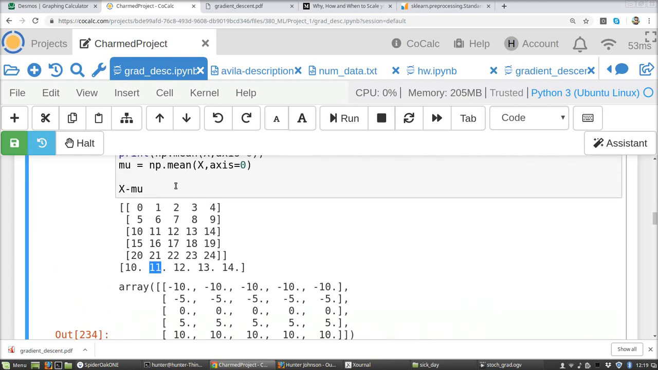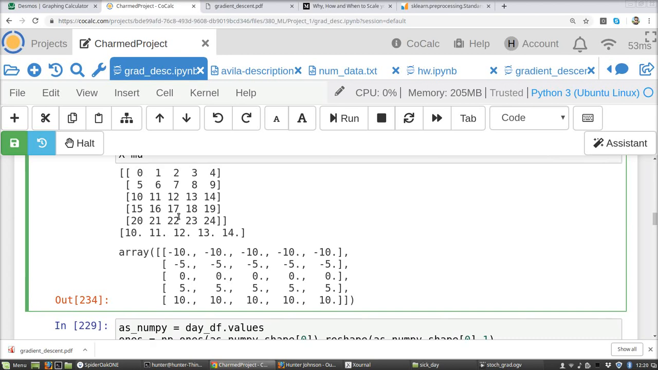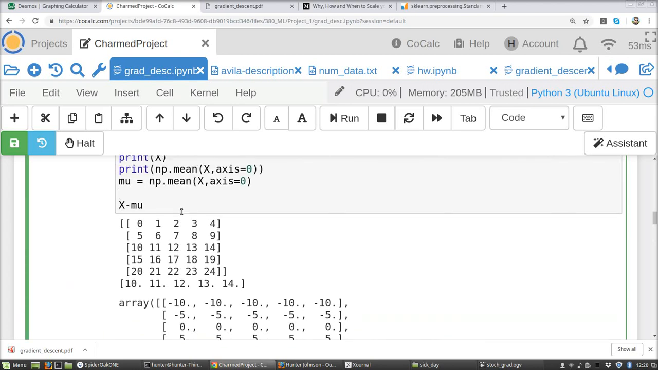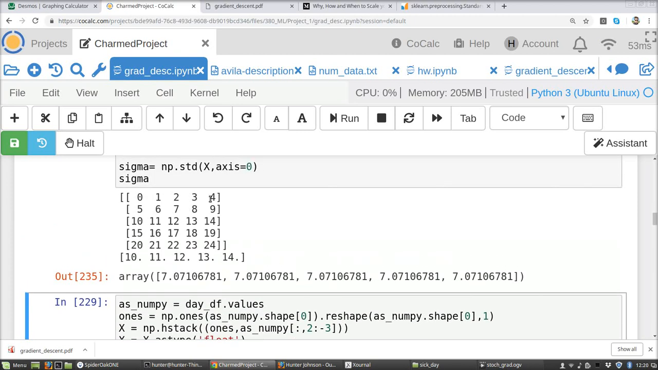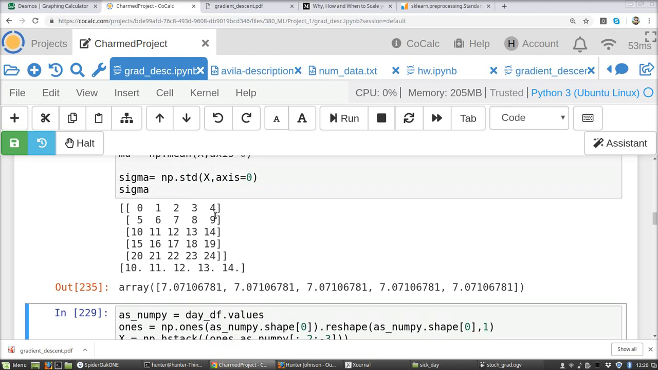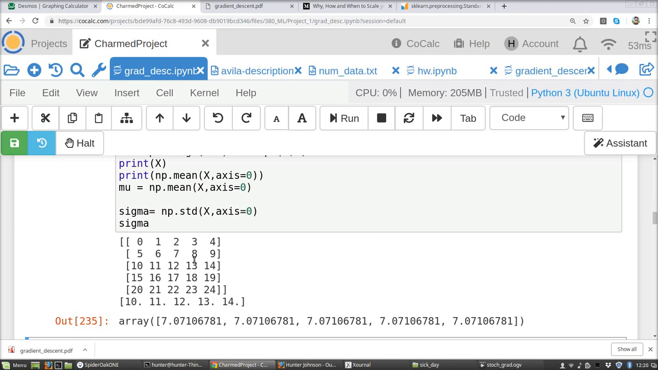Okay, so there's that. And so now let's do the part about sigma. So sigma is np.std of x on the 0 axis. So let's just look at that. So this is for the original data. It turns out that the standard deviation in each column is 7. That makes sense because you're just going up by 5s in every column. So in every column, the numbers all differ by 5. So it makes sense that they would all have the same standard deviation.